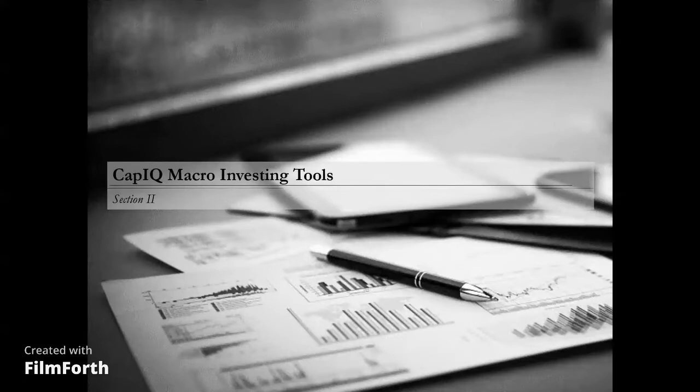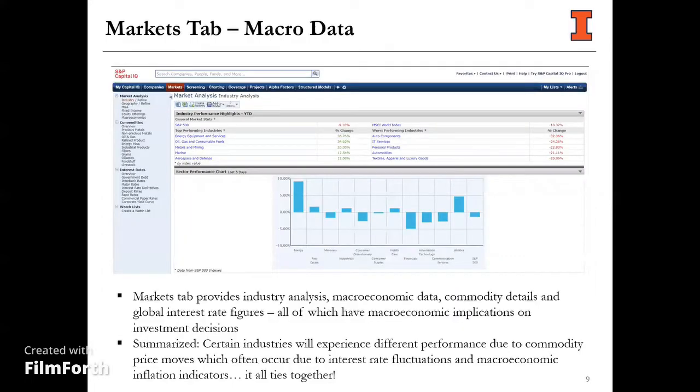So now, as we get into Capital IQ, into some of the macro investing tools, we'll start with the Markets tab on CapIQ. And I'm going to be cycling between this slide deck and the actual Capital IQ website. But first, to go over the Markets tab, it provides industry analysis, macroeconomic data, commodity prices, and some of those interest rate figures, all of which have enormous macroeconomic implications on any of your investment decisions.